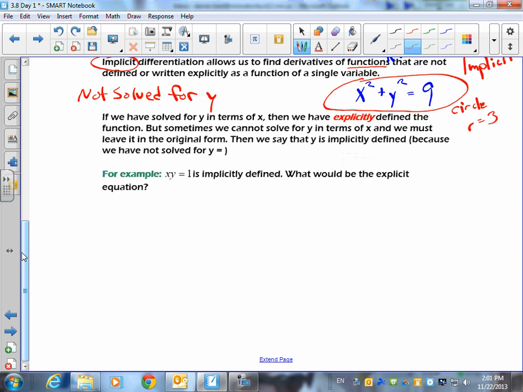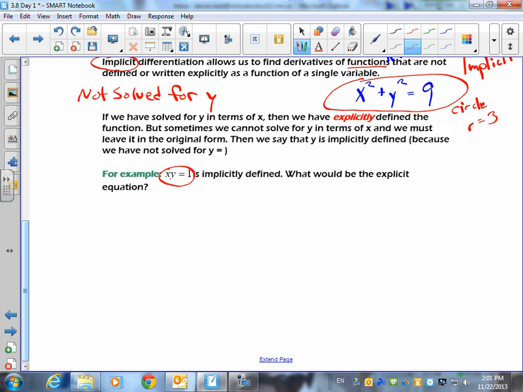First example. xy equals 1 is an equation that is defined implicitly. Tell me why it's implicit rather than explicit. Simple answer. It's not set equal to y. That's it. It's implicit because it's not solved for y.